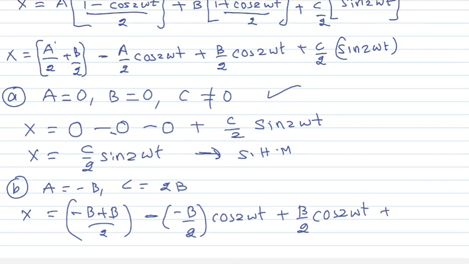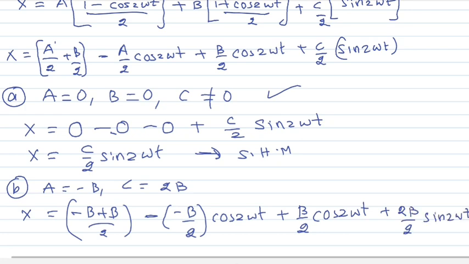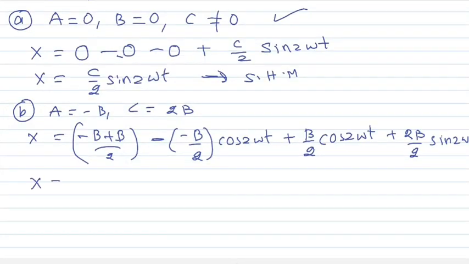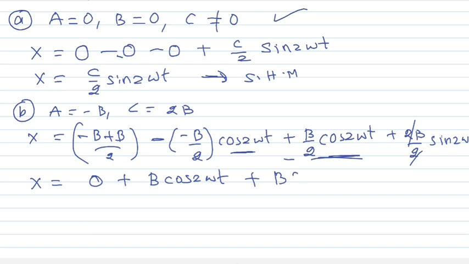plus, in the place of c, I can substitute 2b by 2 sin 2 omega t. So now x is equal to, the first term becomes 0, plus b by 2 cos 2 omega t plus b by 2 cos 2 omega t becomes b cos 2 omega t, plus 2b by 2, the 2 cancels here, I will be getting b sin 2 omega t.